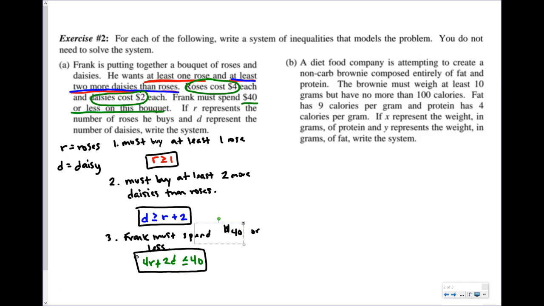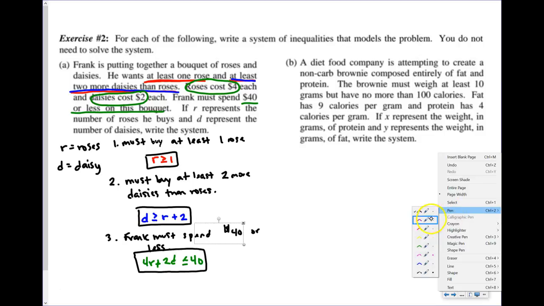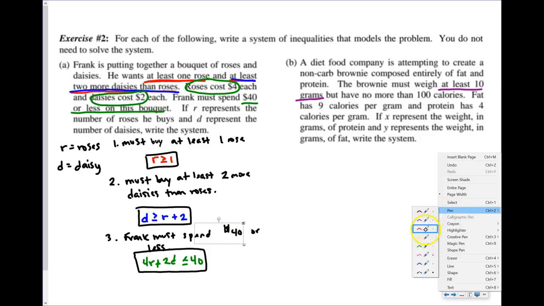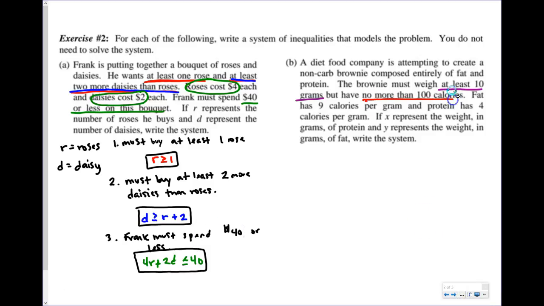Letter B. A diet food company is attempting to create a non-carb brownie composed entirely of fat and protein. The brownie must weigh at least 10 grams, but have no more than 100 calories. So, there's our information right there. It has to weigh at least 10 grams, and it has to have no more than 100 calories. Fat has 9 calories per gram, and protein has 4 calories per gram.